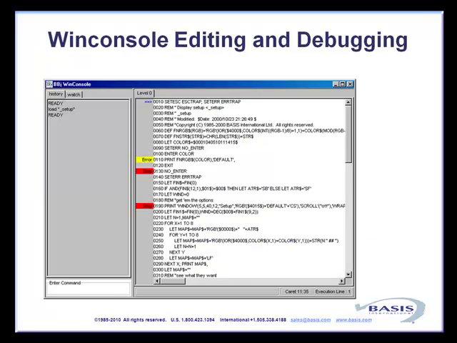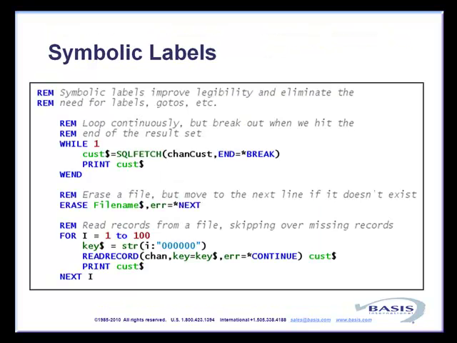Here's a little screenshot of the Win console for dynamic editing and debugging, ability to set watch variables, to set breakpoints within your code. So pretty nice enhancements to the older console type debugging environment that you might be familiar with. Symbolic labels, far more intuitive, less liable for errors encountered when line numbers are changed or program is renumbered, and of course BBJ doesn't require any line numbering at all.